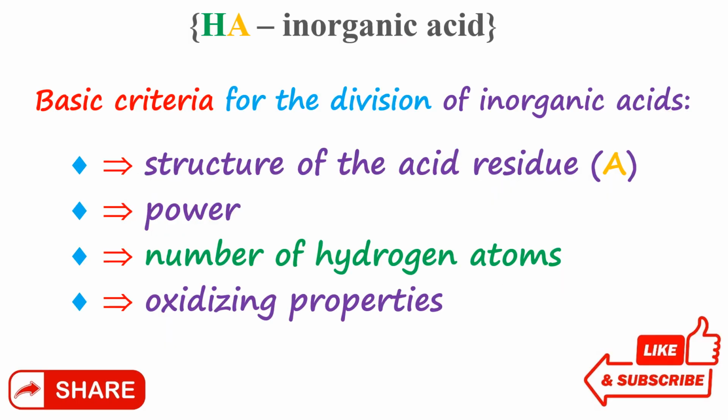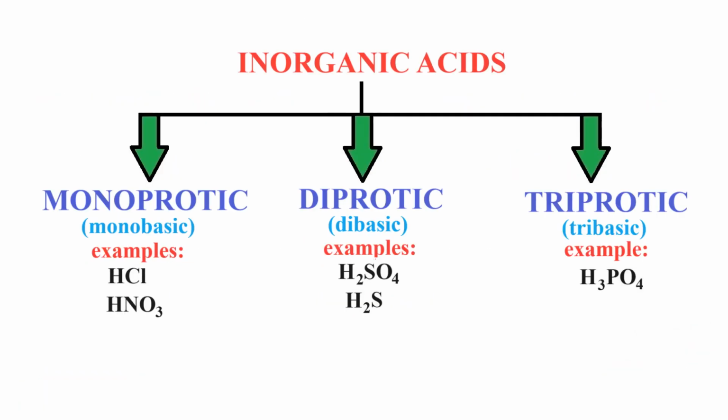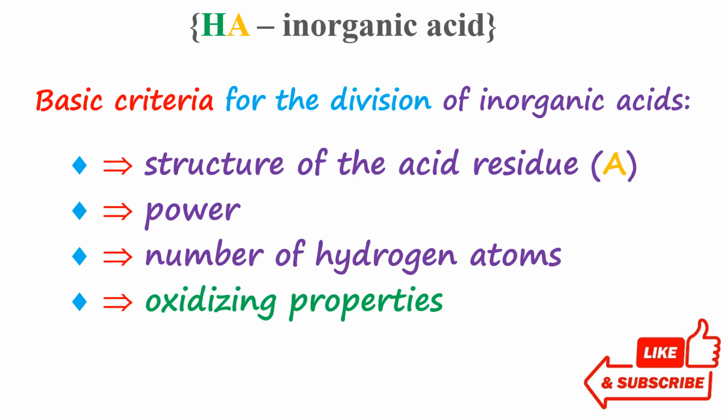Our third division is based on the number of hydrogen atoms. If an acid has one hydrogen, it is monoprotic or monobasic. If we see 2 hydrogen atoms in the formula, the acid is diprotic. If it has 3 hydrogen atoms, it is triprotic. And fourth, last but not least, we have division concerning oxidizing properties.